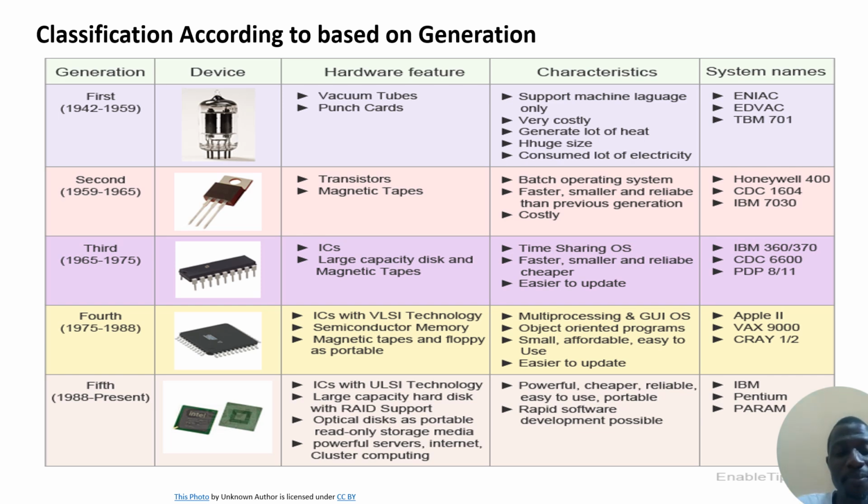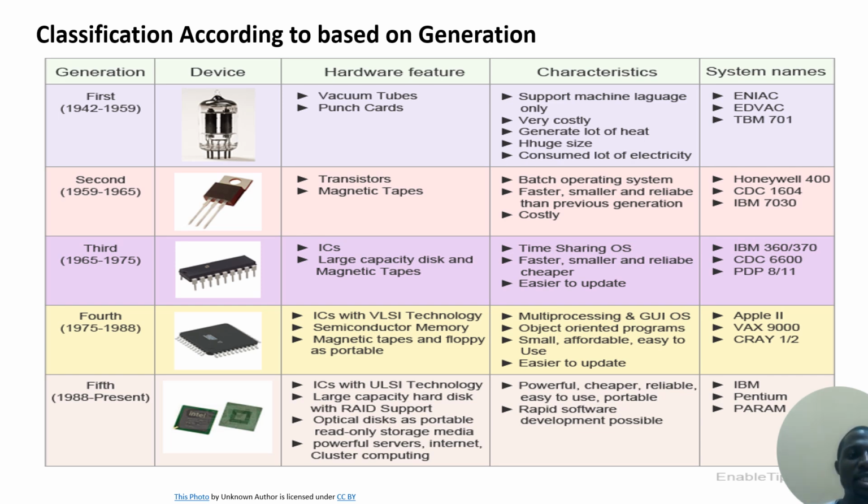Second generation between 1959 and 1965 basically uses transistors for processing, and computers in this era actually are much smaller because transistors are much smaller than vacuum tubes. They are more reliable, they consume less current, and they are more stable. They cost less. They are capable of batch operating system. Batch operating systems can be installed on it, and they are very fast. A good example is the Honeywell 400 and IBM 7030.